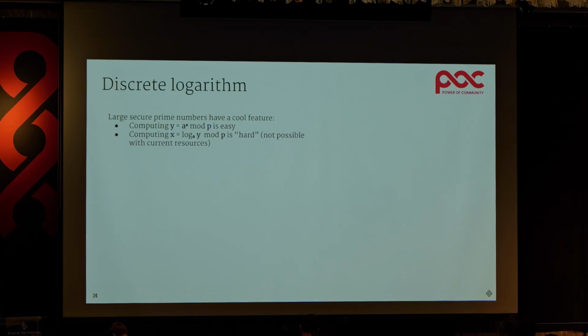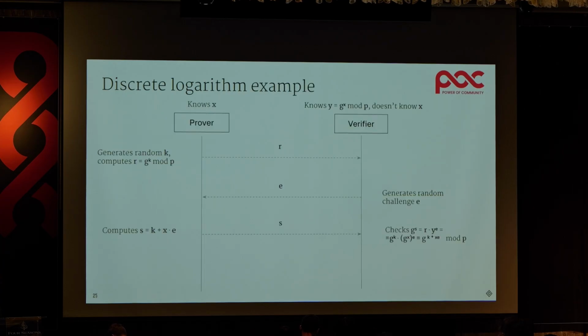And by extremely hard, it means that, for example, if we pick a large prime number, which is 4096 bits, it's basically impossible with the current computational resources in the world. So from this, we can construct an interesting primitive. So we want to prove that we know the solution to this element, so then we know the initial exponent, to the verifier. How do we do this?